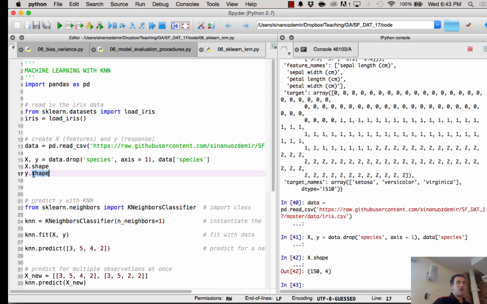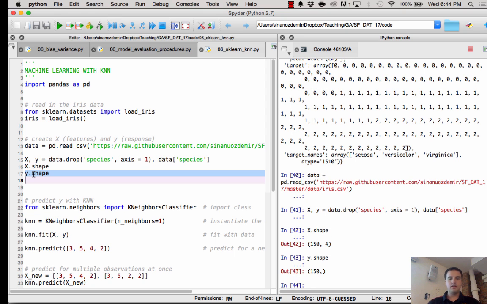Now, the Y shape, how many observations are there? How many species do we have? Well, there are 3 distinct species, correct. But how many observations of species do we have? Not distinct. Still 150. That number has not changed. How many columns are there, though?